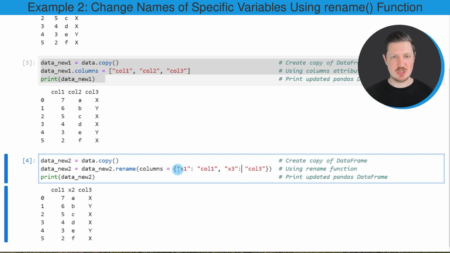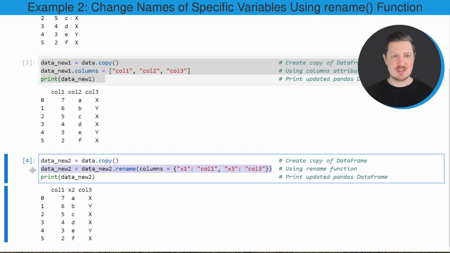And within this dictionary, I specify the column names that I want to change, and I specify the new column names. So in this case, I want to change the column name x1 to col1. I want to change the column name x3 to col3. However, note that the column name x2 is not mentioned here.